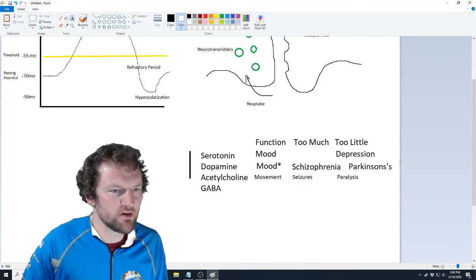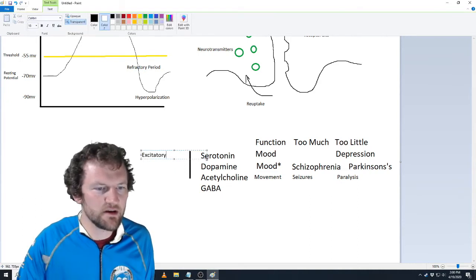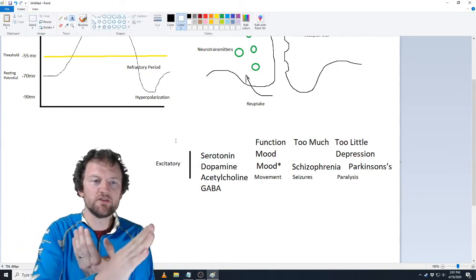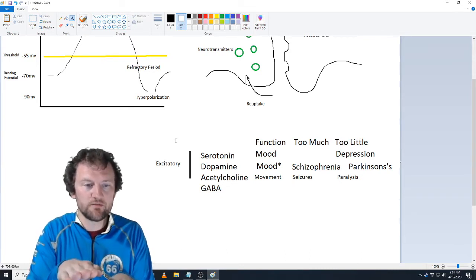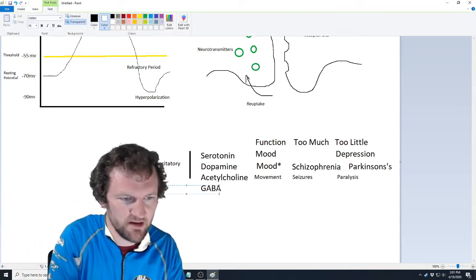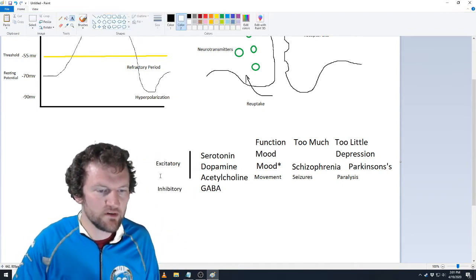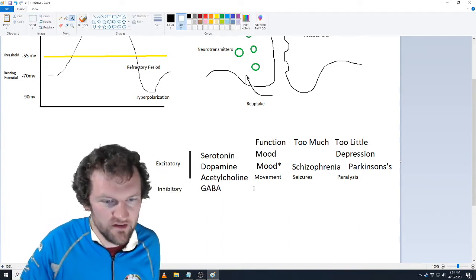These three neurotransmitters are called excitatory, meaning that if any of these three, serotonin, dopamine, and acetylcholine, as well as most of the others, successfully bind, they raise the voltage of the receiving neuron, meaning it'll raise it from negative 70 to a higher voltage, getting it closer to the threshold.